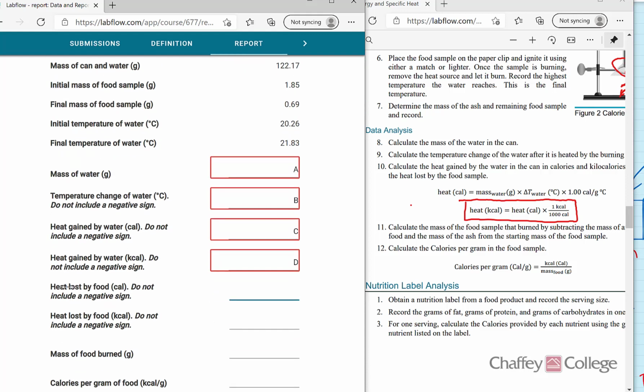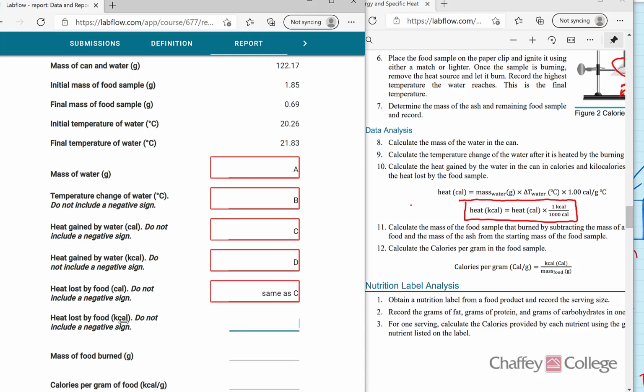And finally, heat lost by food. If water gained D amount of energy or kilocalories, where did that come from? That came from the food. So if we are calculating heat lost by food in calories, that will be the same as C. And if you are calculating in kilocalories, that will be the same as D. Whatever value of D you find out, just plug in the same value here.